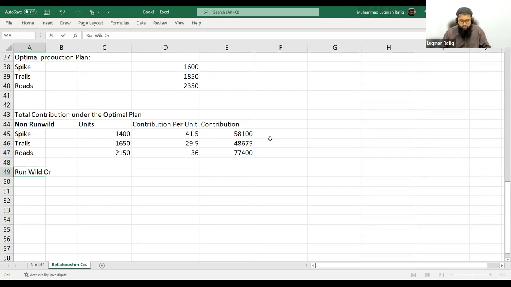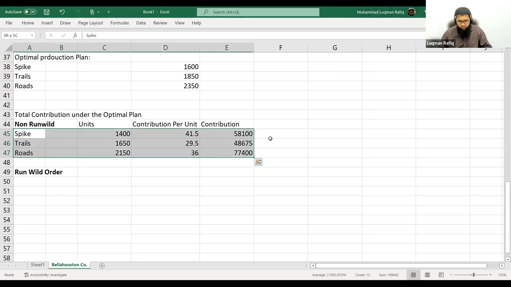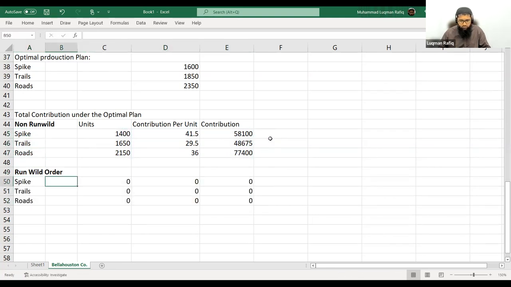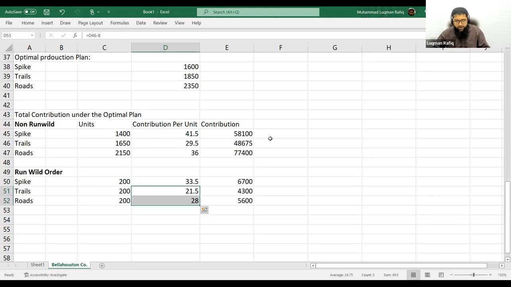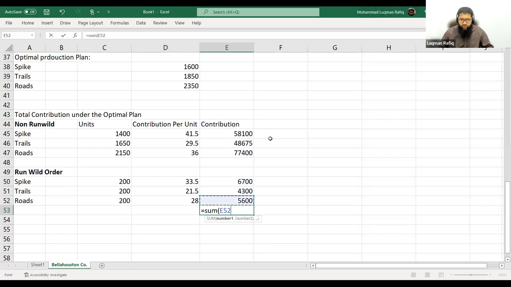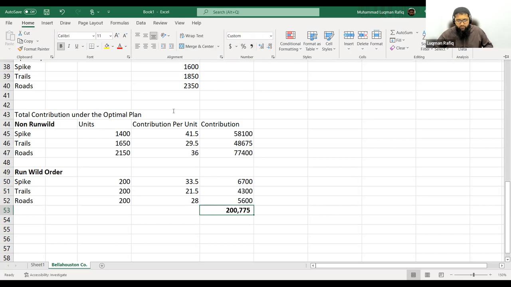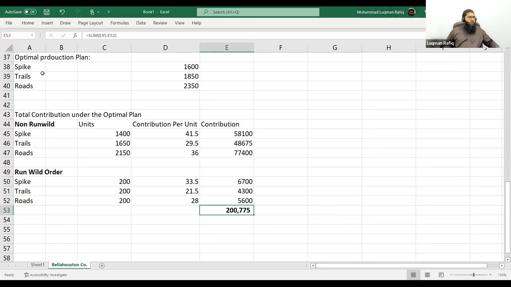From the Run Wild order, it's going to be like this. It's 200 each, the number of units. The contribution is going to be this minus 8. Why? Because you're going to be giving it at a discount of 8. Hence, the total contribution is going to be this much. 200775 is what the total contribution is going to be.